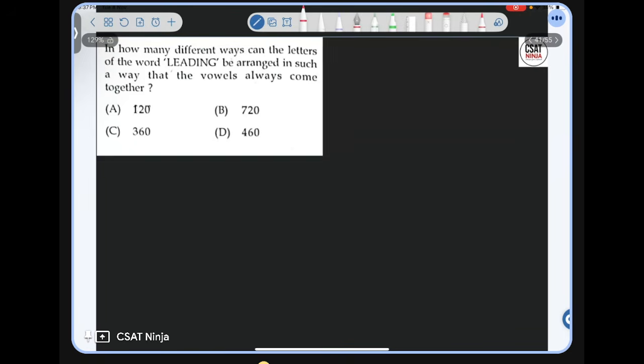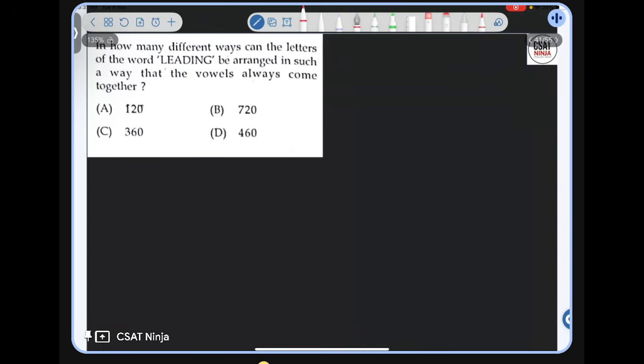Next, this one. Okay, in how many ways can the letters of the word LEADING be arranged? So we are asked to find in how many ways we can arrange these letters. I think I've done this one, so I'll leave this one. Okay.